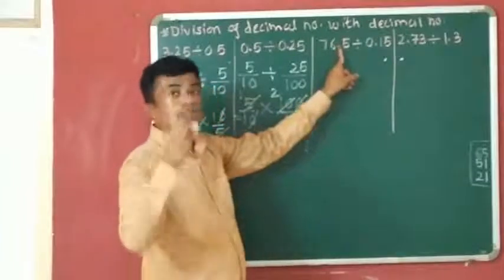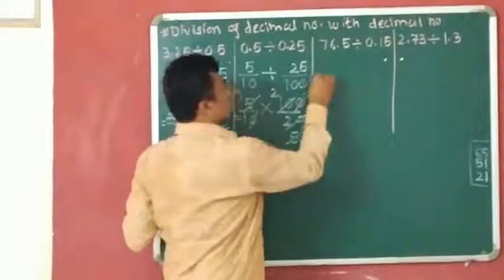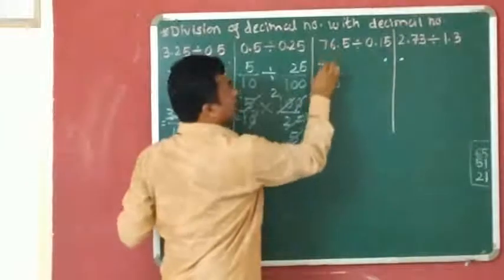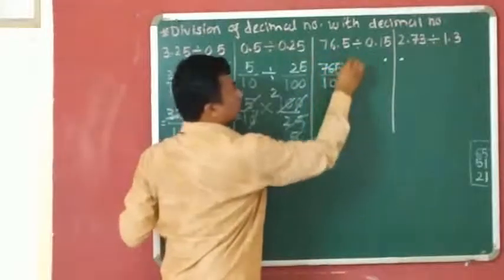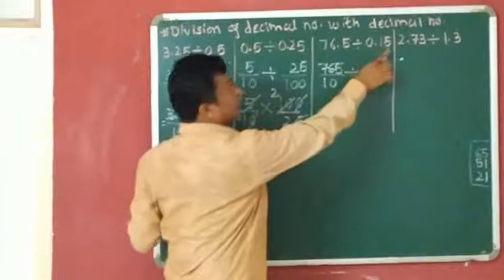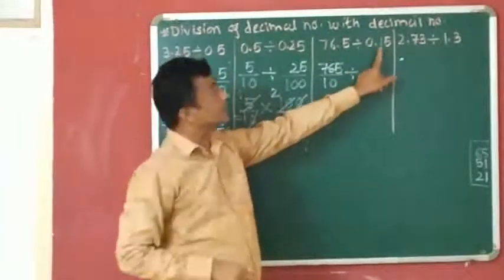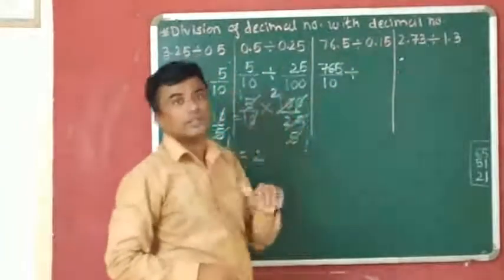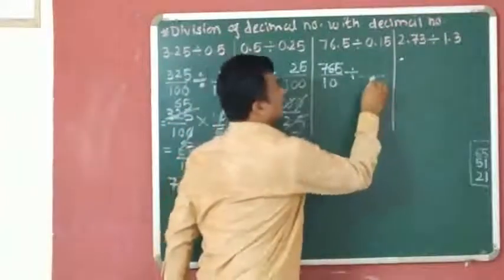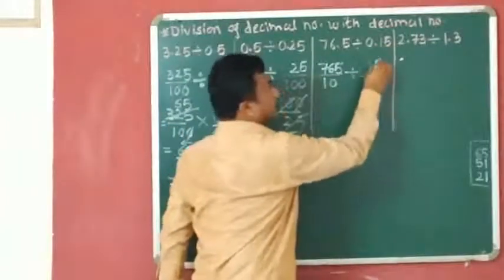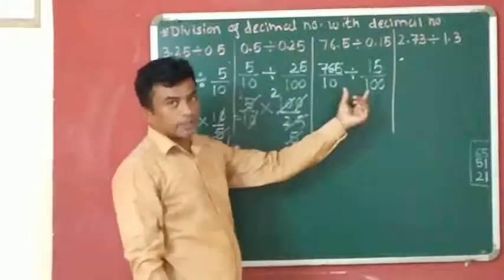Now next: 76.5 divided by 0.15. Here after the decimal point 1 digit. So downside we can write 10 and upside 765. This is the division sign. Here after the decimal point 2 digits are there, 1 and 5. So downside we can write 100 and upside 15.